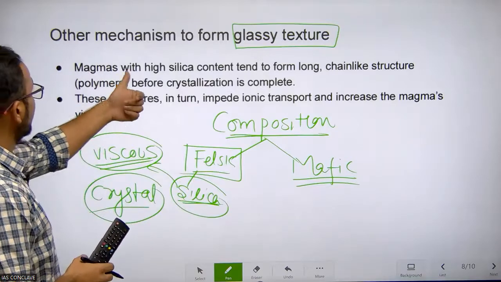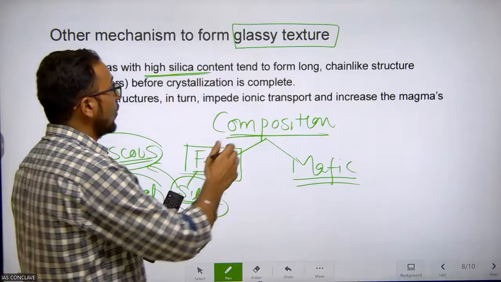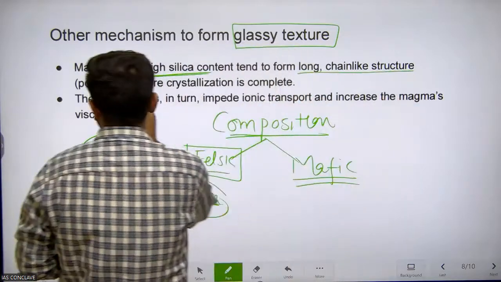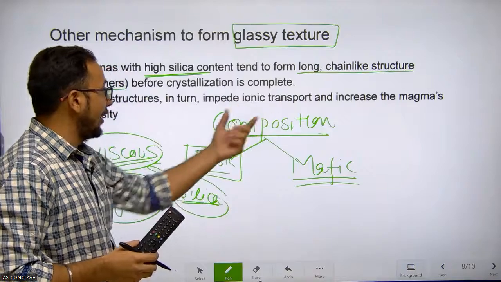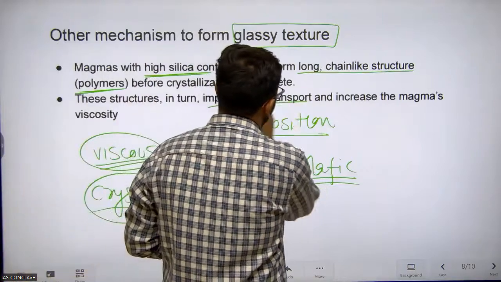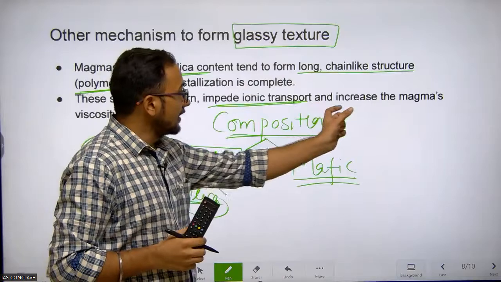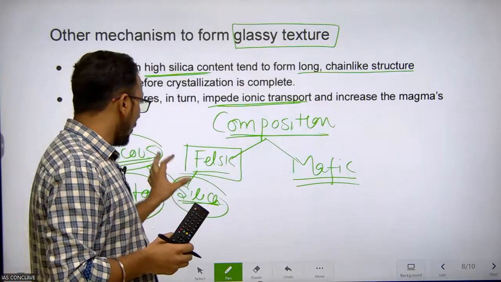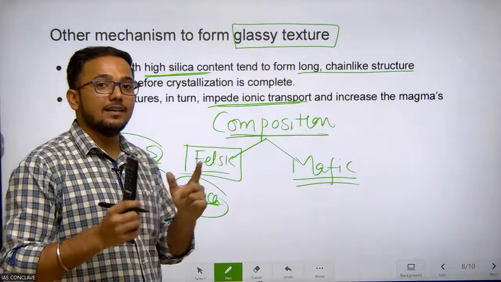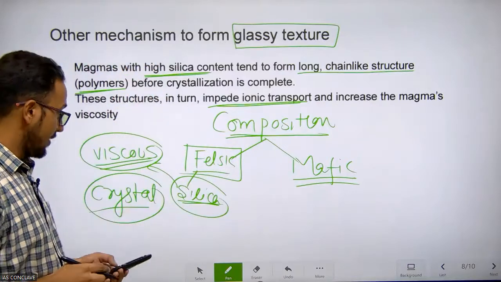Look at this. Magma with high silica content tends to form long chain-like structures, called polymers. Whenever these polymers form, they impede ionic transport. When the transport of ions is impeded, it increases the magma viscosity. If magma viscosity increases, the rock does not form any crystals. This is how the glassy texture is made.